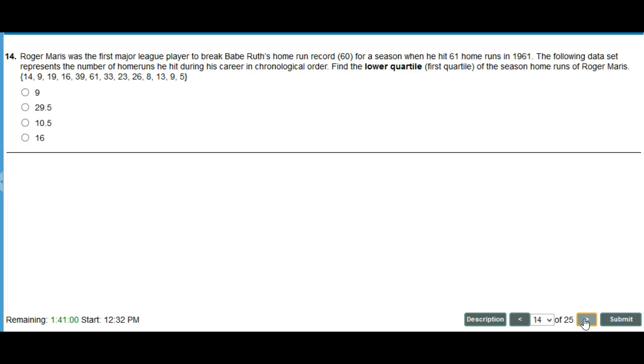Question 14. Roger Maris was the first Major League player to break Babe Ruth's home run record, 60, for a season when he hit 61 home runs in 1961. The following data set represents the number of home runs he hit during his career in chronological order. Find the lower quartile, or first quartile, of the season home runs of Roger Maris.